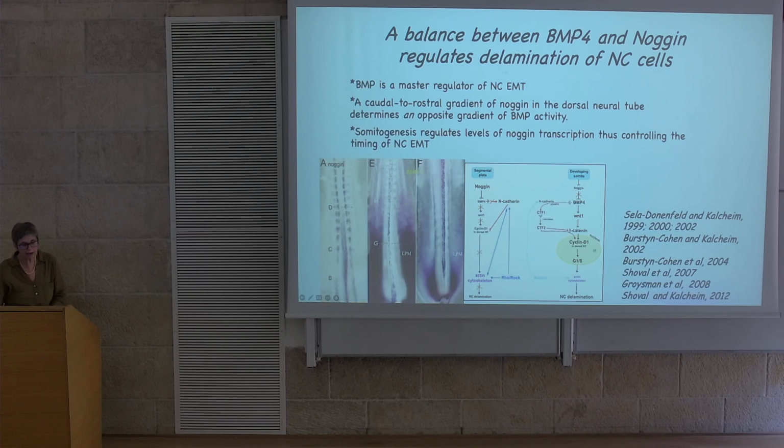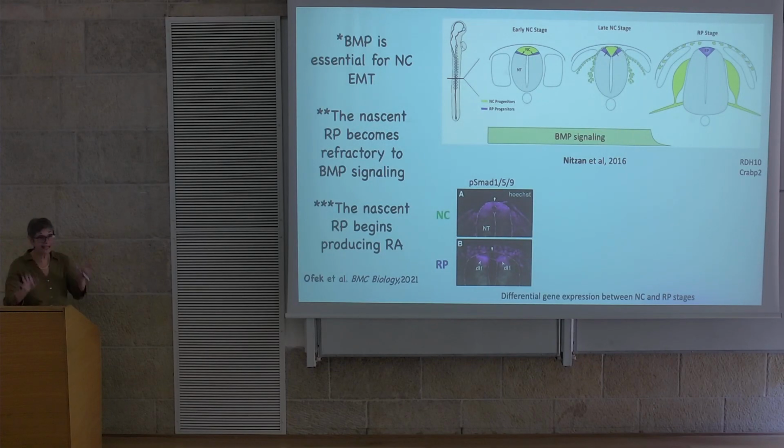So for us to understand, BMP is the master regulator, and then we uncovered a whole molecular network that regulates this process with downstream canonical Wnt activity, synchronization of the cells to the S phase of the cell cycle towards delamination, and so on and so forth. So for us now to remember is that BMP is essential for neural crest EMT.